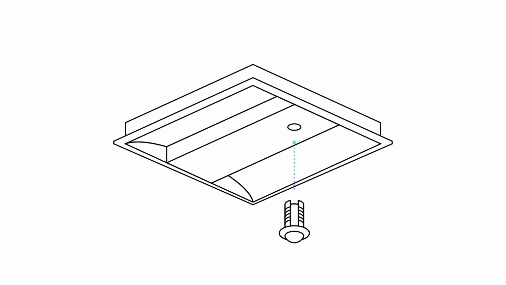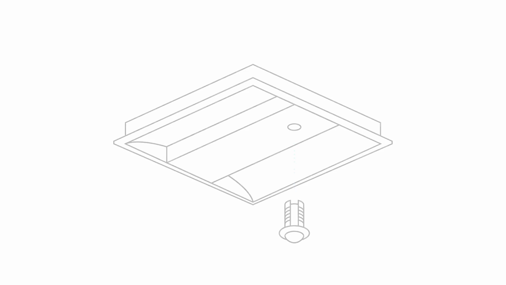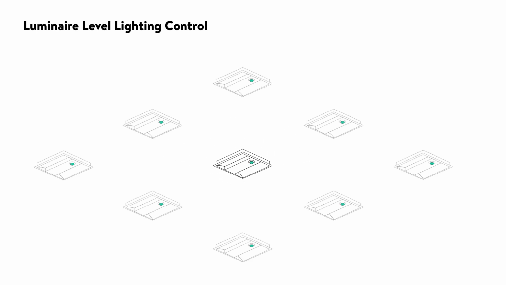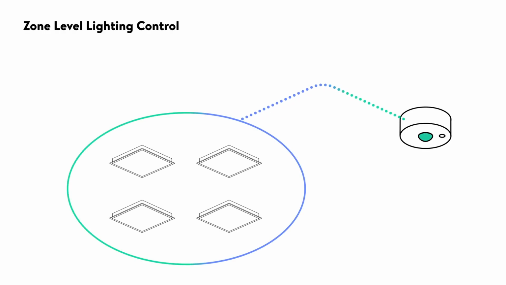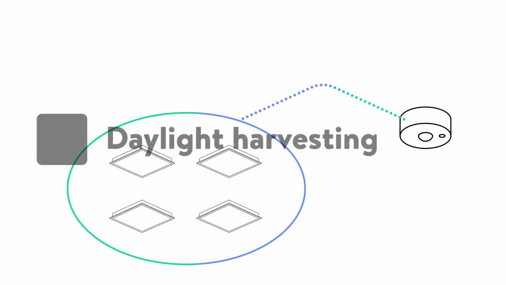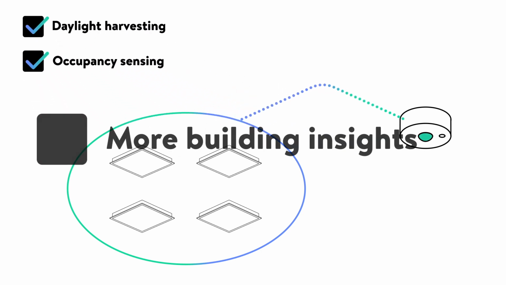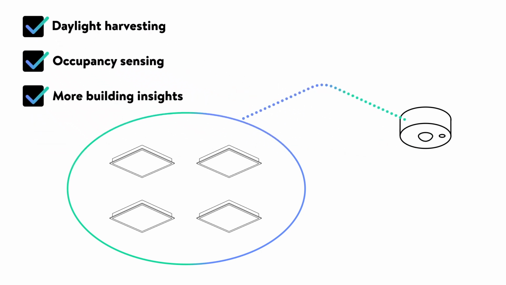You can achieve luminaire level lighting control or zone level lighting control simply by adding sensors to the network. Luminaire level lighting control, or LLLC, you need to add a sensor to each luminaire. For zone level lighting control, or ZLLC, you need just one sensor per zone you are trying to control. Once installed, you can capture, measure, and analyze data straight from the sensors.